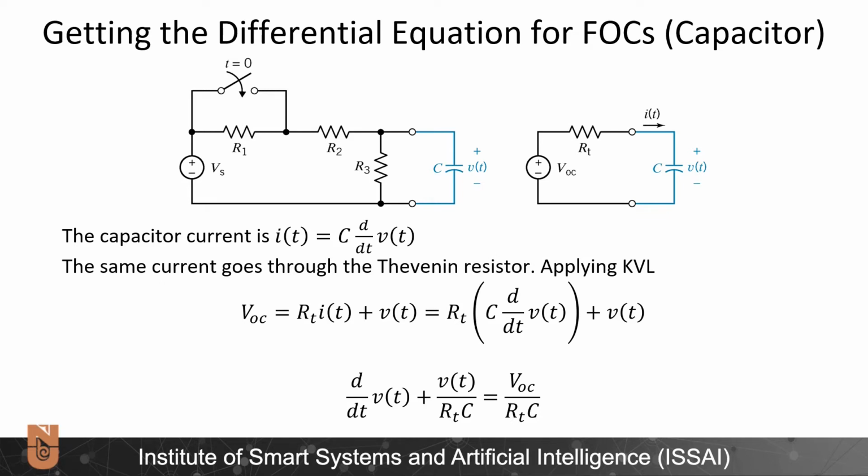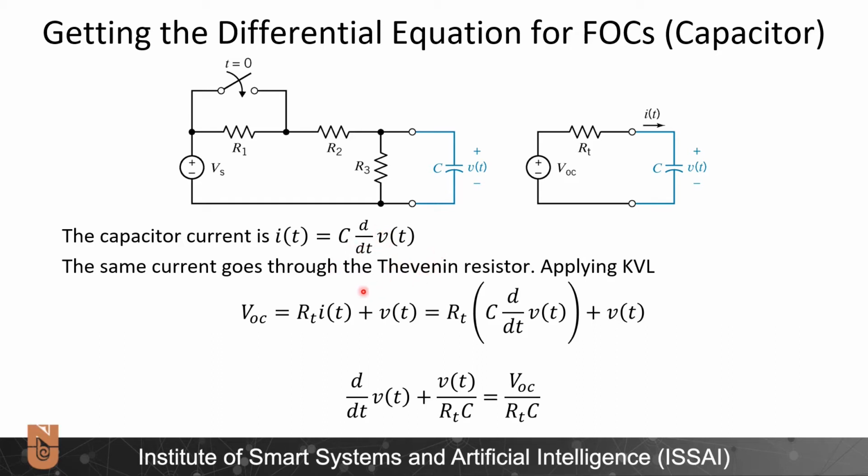For this equivalent circuit, I can easily write Kirchhoff's voltage law. The open circuit voltage will be equal to RT times IT plus VT. The VT is the voltage over this capacitor. However, here the problem is that I don't know what IT is. I can write IT by using the constituent relation of the capacitor. IT is equal to C times dV over dt.